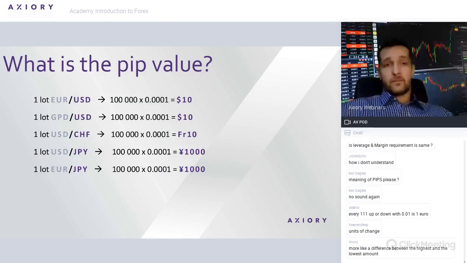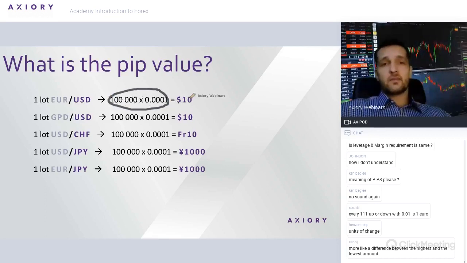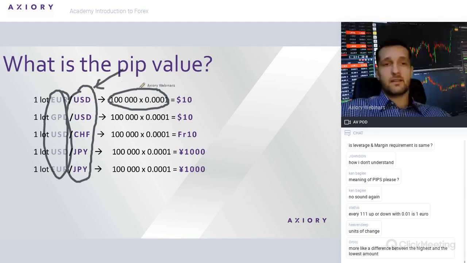So what is the pip value? Well, pip value depends on the position size. If you open one lot, so you control 100,000 of the currency, one pip is worth $10. Here, one pip is worth $10 too. One pip is worth 10 francs. So the pip comes from the quoted currency. The position size comes from the first currency, the base currency. This comes from the quote currency. And when you trade one lot, one pip is worth $10.